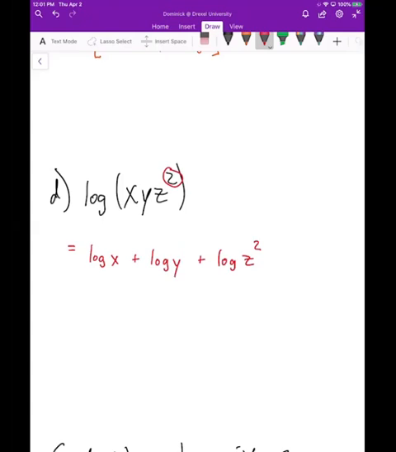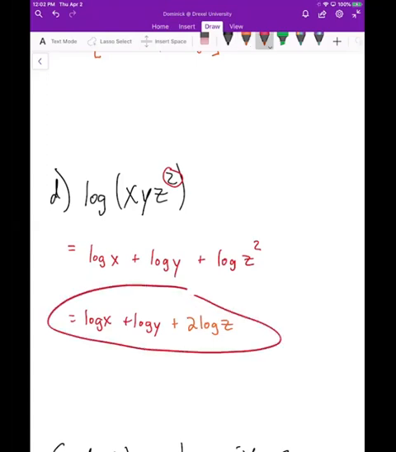Right? And now, of course, the last thing to do, the only thing that's going to change in this step is the 2 is going to come out front of this other log. And this, of course, makes sense at the end because the 2 only applies to the z, so I shouldn't see a 2 on the other terms. All right, so that's my final answer for this one.